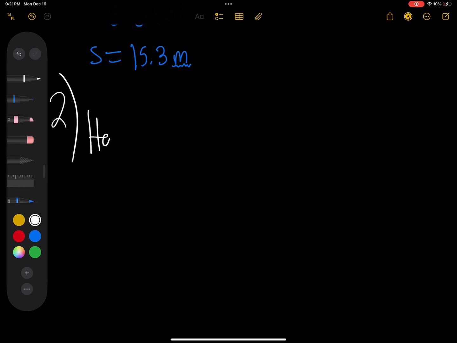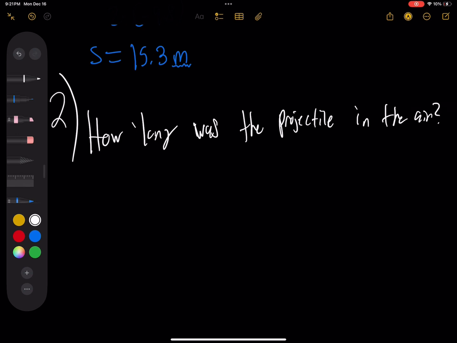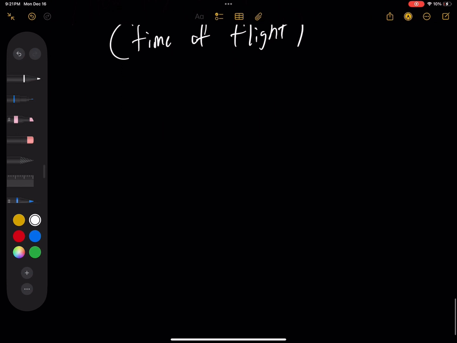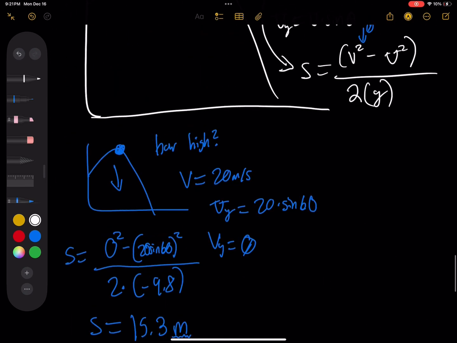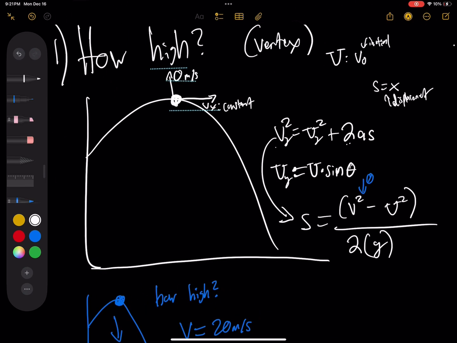How long was the projectile in the air? This is also going to be known as the time of flight. And notice how this first one, how high, is going to be in the vertical plane.